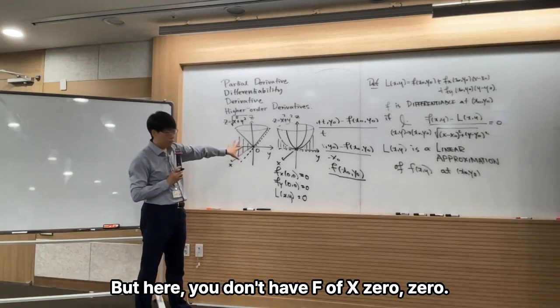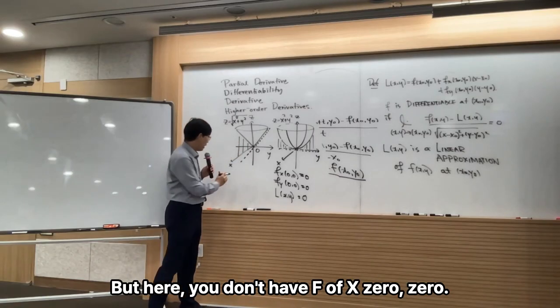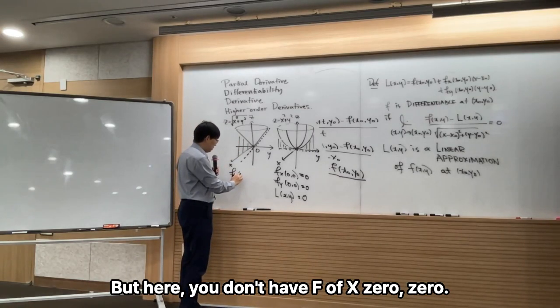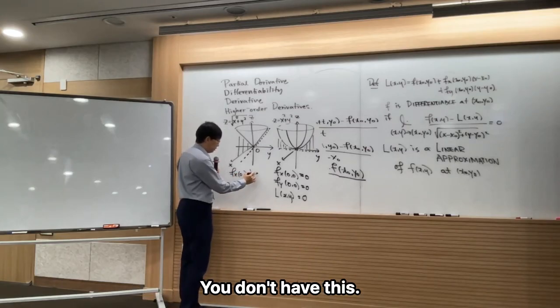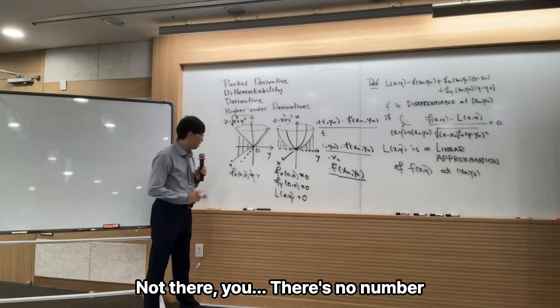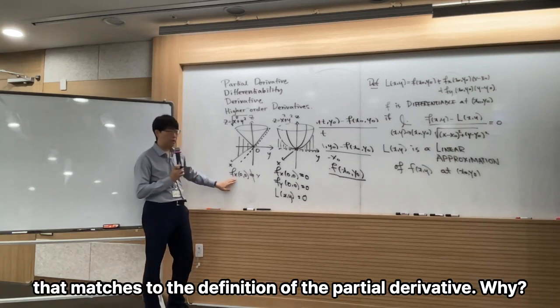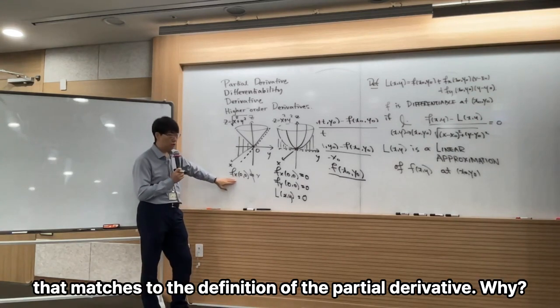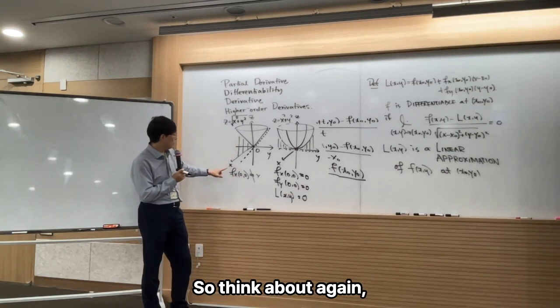But here, you don't have f of (0, 0). You don't have this. There's nothing here. There's no number that matches the definition of the partial derivative. Why? So think about it again.